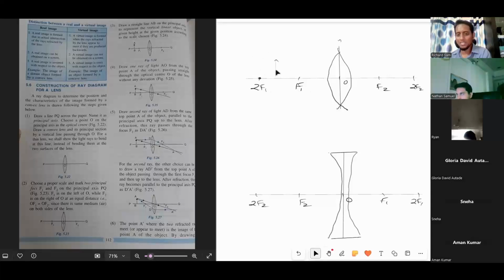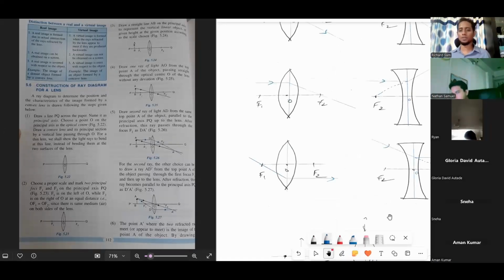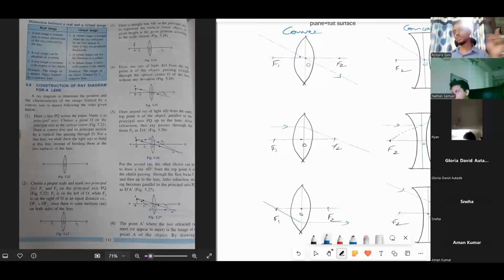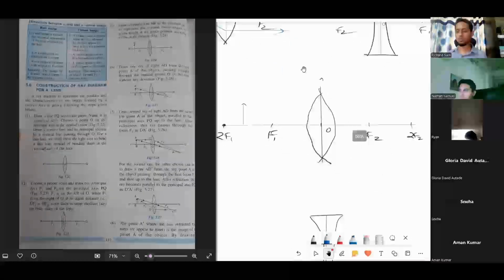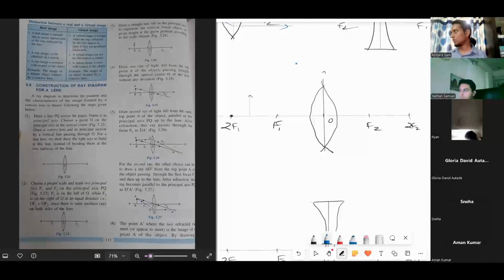Now let's place it anywhere. Suppose I place it over here. How will you draw the rays? Previously we saw 3 different rays can be drawn. What are the 3 rays? First ray can be drawn through the optical center, next ray is parallel to the principal axis, and next ray passes through F1. These are the 3 rays that you can draw. Now out of the 3 you can draw any 2. It's your choice which 2 you want to draw.